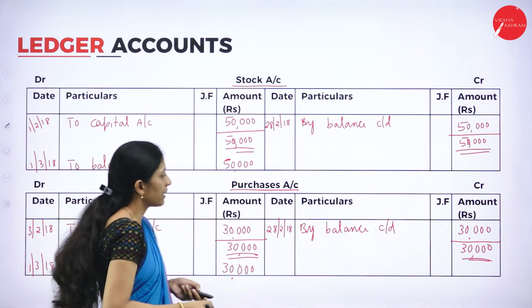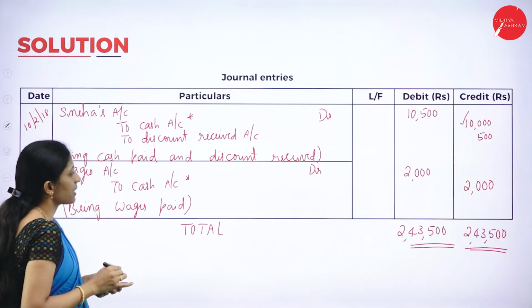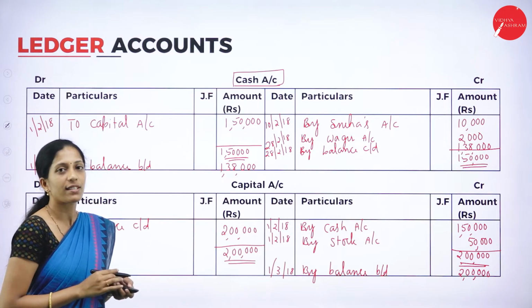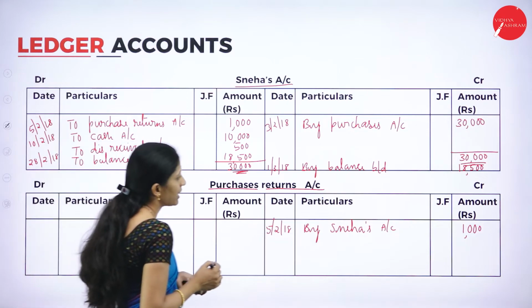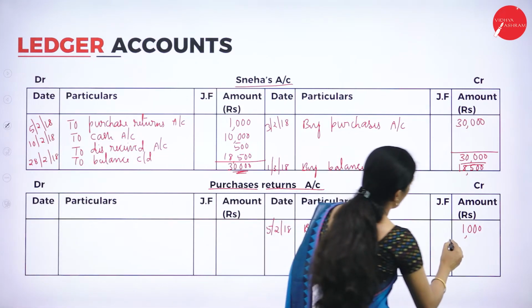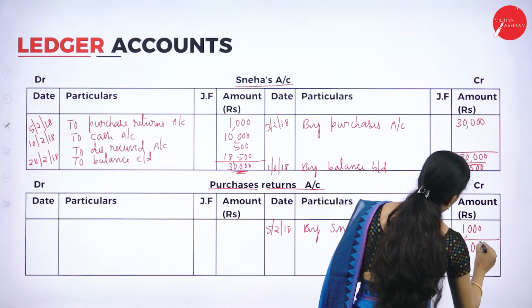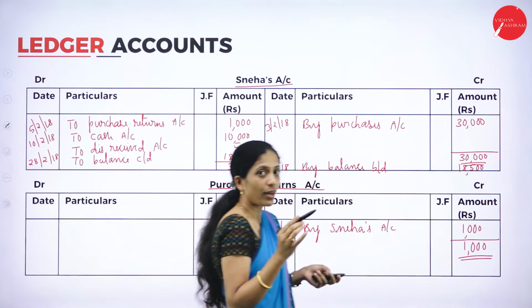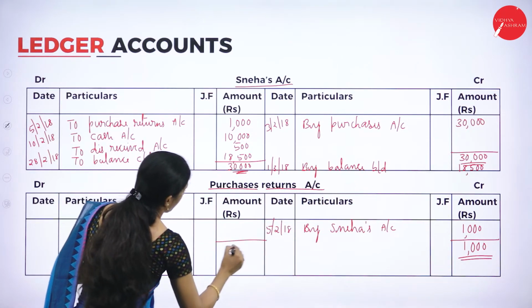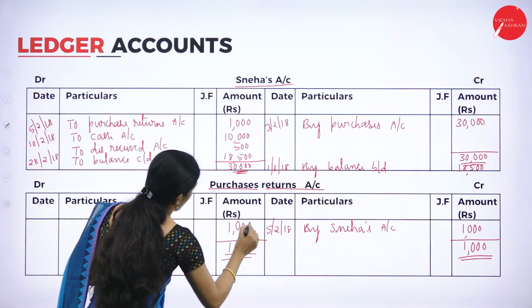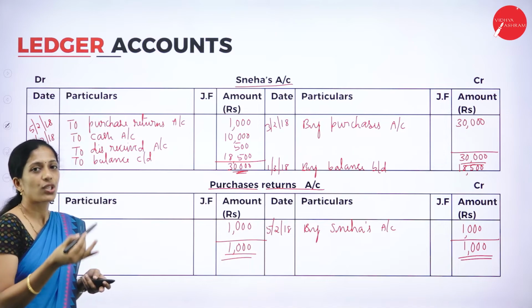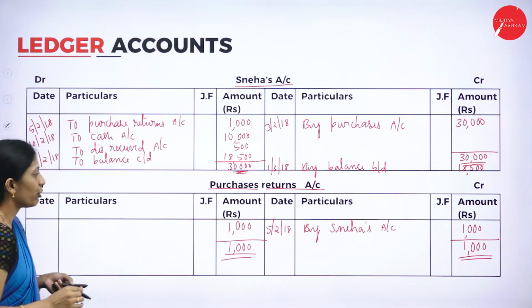Any other purchase returns? There are no other purchase returns. So you have to balance both the sides and the balancing figure has to be carried down. How to balance? In the debit side it is 0, whereas in the credit side we have 1,000. So 1,000 is greater. Write 1,000 on both sides. The balancing figure will be 1,000 itself. This 1,000 has to be carried down at the end of the month.